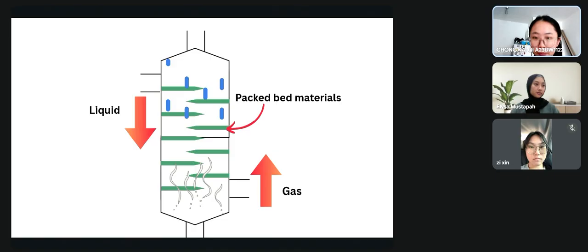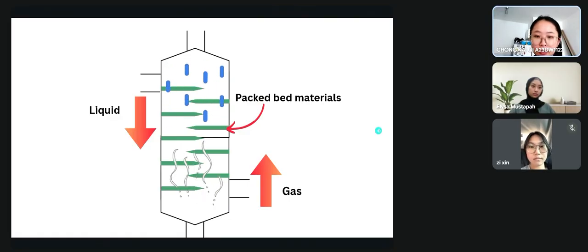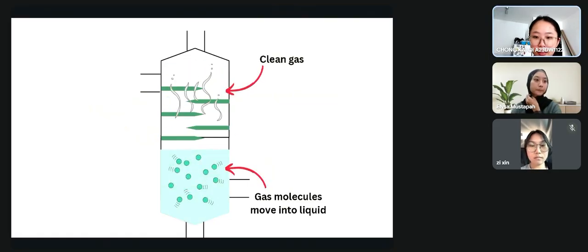Next, the liquid absorbent will flow downwards, meanwhile gas will flow to the top. Inside the tower there is packed bed material, which will increase the surface area for the reaction to happen. Inside the column, as the gas rises and the liquid flows down, the solute from the gas will dissolve into the liquid, and this is the absorption process.